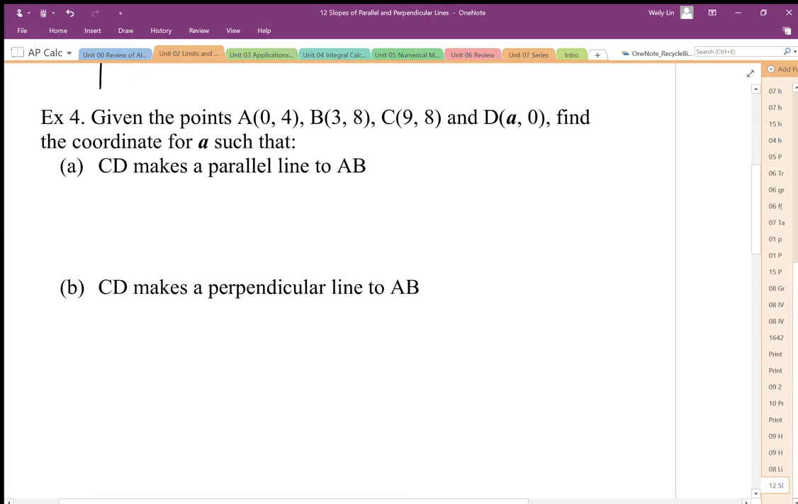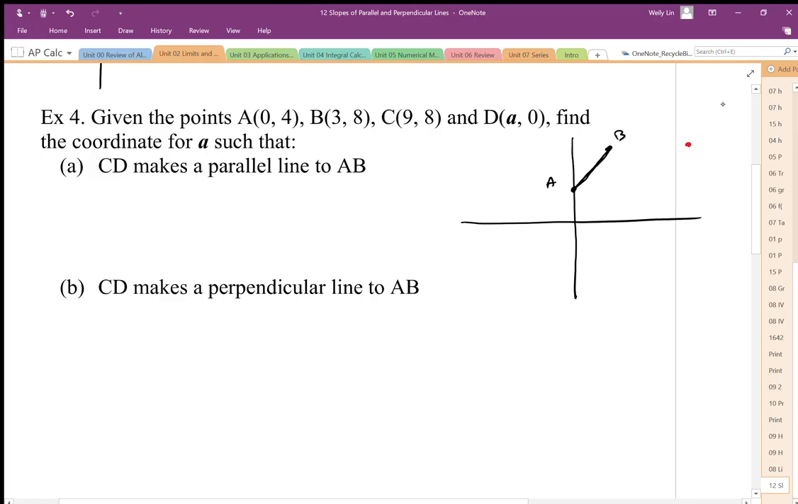Here's a similar problem. We've been given a number of coordinates. I've been given the coordinate A is (0, 4). B is 3 over, 8 up, so somewhere around here. So that's my A and B points. And I'm looking for this line segment. And I've been given a point at 9 over, 8 up, so maybe somewhere over here. We'll call that point C.